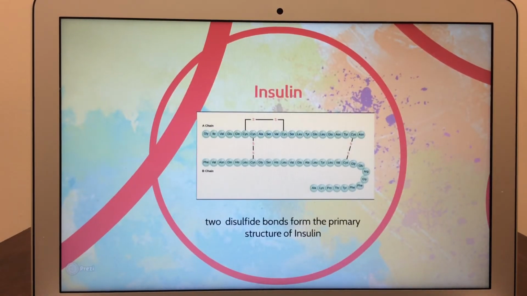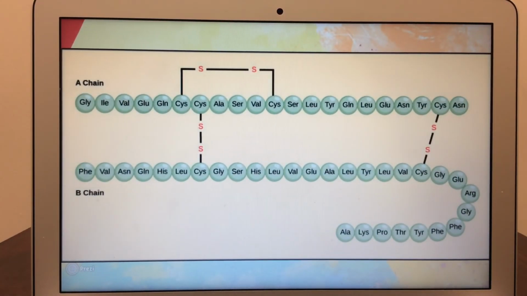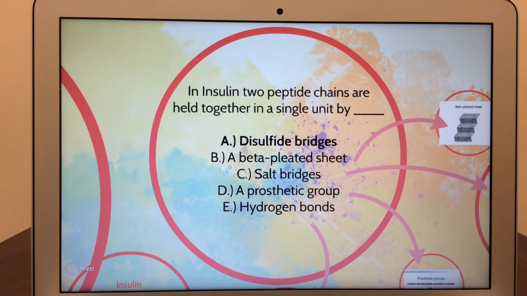Let's take a look at insulin. Insulin is made out of 2 amino acid chains, and these chains are held together by 2 disulfide bonds, just as shown in this picture. So let's go back to the question for a second. We clearly see that the answer is A, disulfide bridges, but let's just take a look and see why it's not the rest.